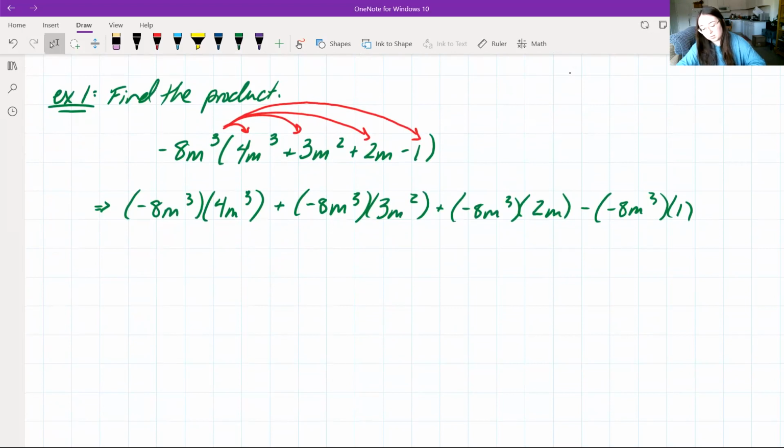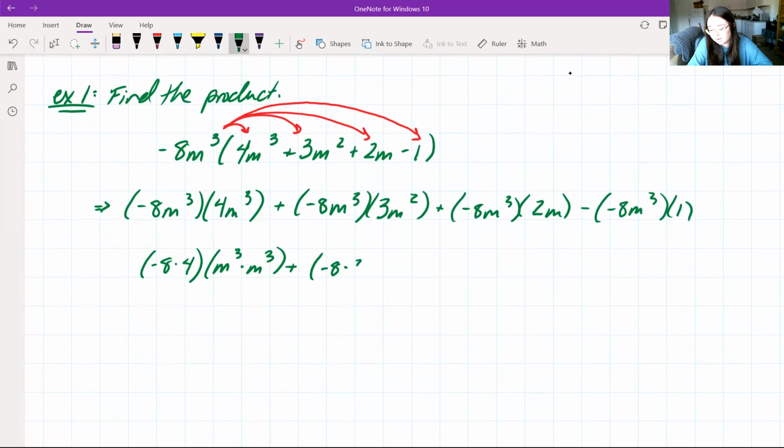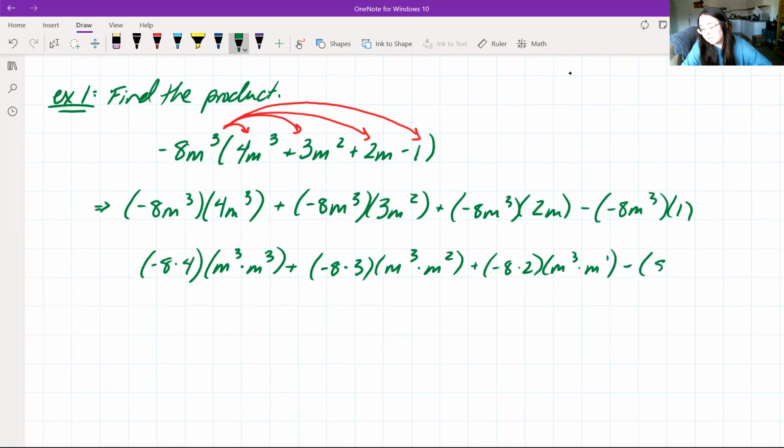So we have negative 8m cubed times 4m cubed. So we're going to multiply our coefficients. We're going to have negative 8 times 4. And then we have m to the power of 3 times m to the power of 3. Then we'll have a negative 8 times 3 and an m cubed times m squared, plus a negative 8 times 2 with an m to the power of 3 times m to the power of 1, minus, this is going to be negative 8 times 1 m cubed.